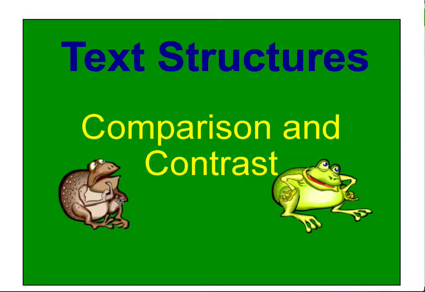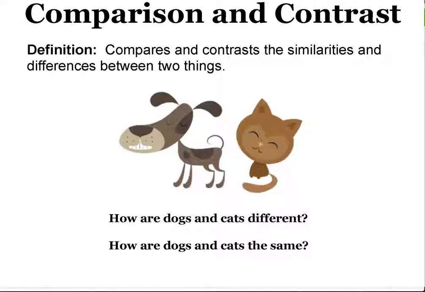All right, today for reading, we're going to be going over text structures about comparison and contrast. We're going to be talking about finding these in our reading. So the definition is compares and contrasts the similarities and differences between the two things. When we're comparing them, we're saying how are they alike. When we contrast something, we're saying how are they different? What's different between the two?